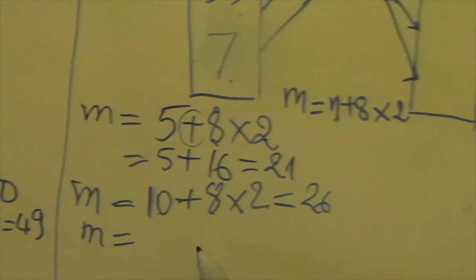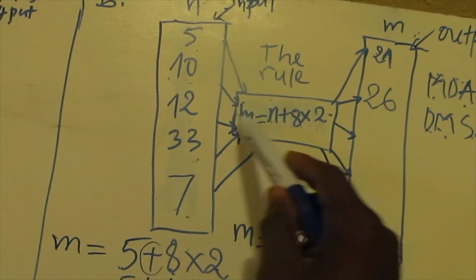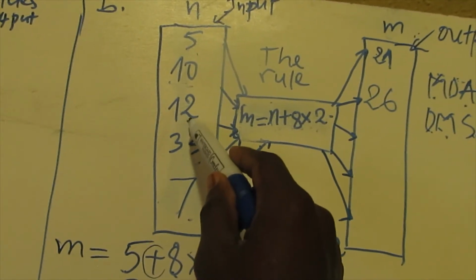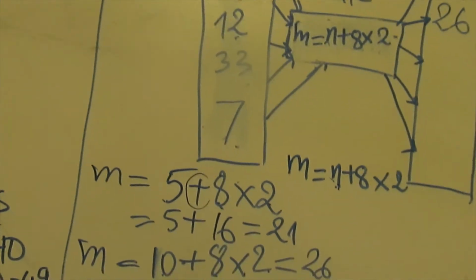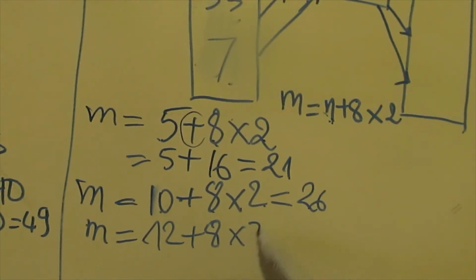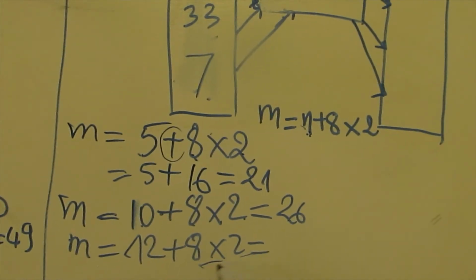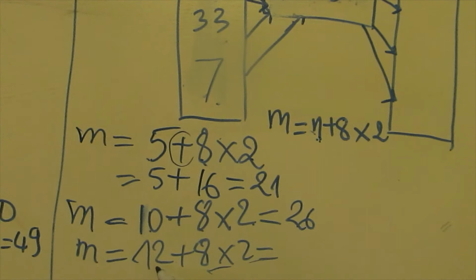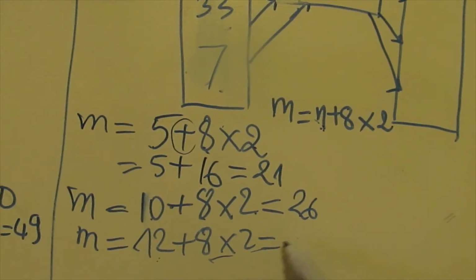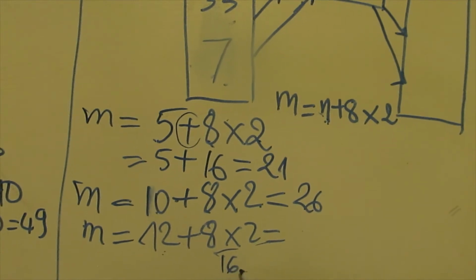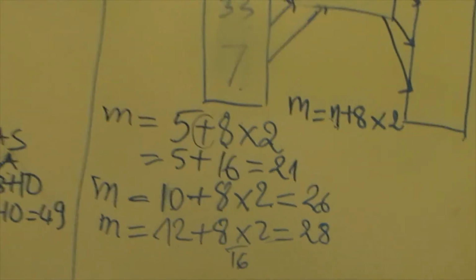M equal to n. What is our n here? Our input is 12 plus 8 times 2. 8 times 2 is 16. 16 plus 12 equal to 28.